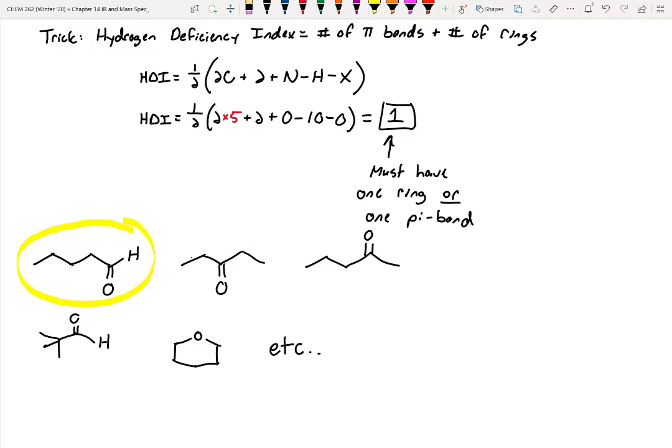How could we differentiate between these two? Well, I'd say the bottom one's not aromatic, right? We don't have alternating double bonds around the ring. We don't have a CO double bond, right? So we wouldn't have a peak at 1700.